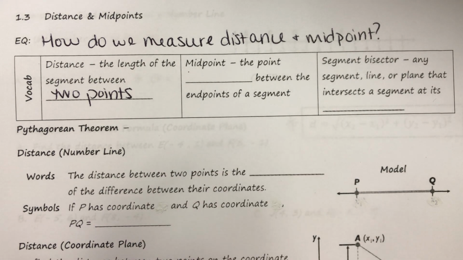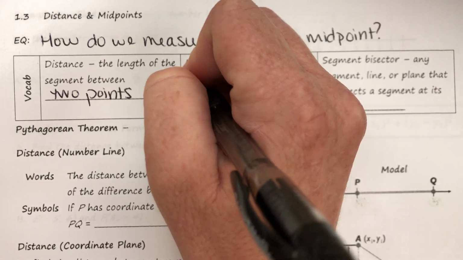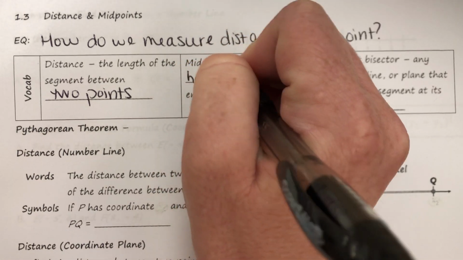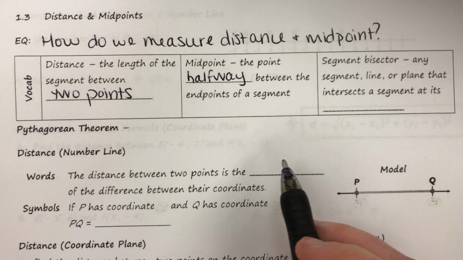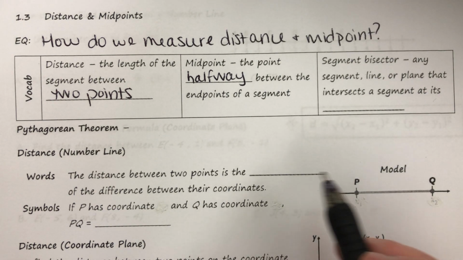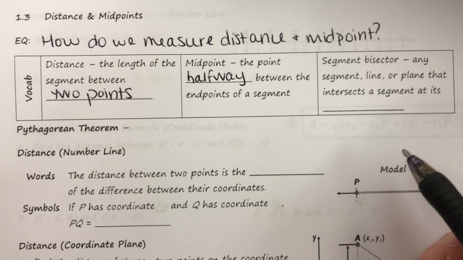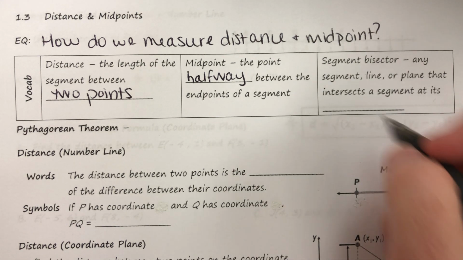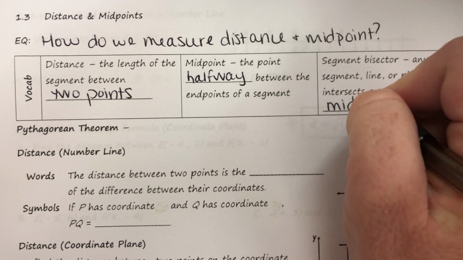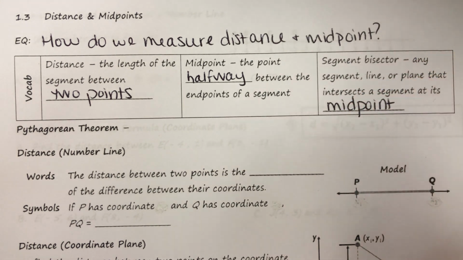Midpoint is the point halfway between the endpoints of a segment. So it's in the exact center, and it's equal distance from the midpoint to either of the other 2 endpoints. And then a segment bisector is any segment, line, or plane that intersects a segment at its midpoint. So it's a segment, a line, something that cuts through the middle of something else, right?